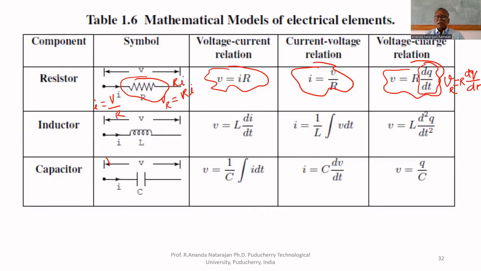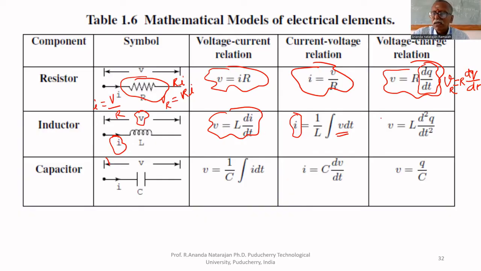If it is an inductor, what is the voltage across the inductor? L di by dt. The current through the inductor is I. Voltage across the inductor is V. In that case, V equal to L di by dt. What is the current through the inductor? 1 upon L, integral of V dt. We have to integrate the voltage.